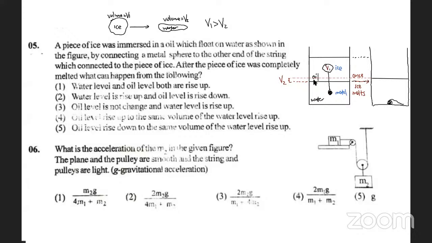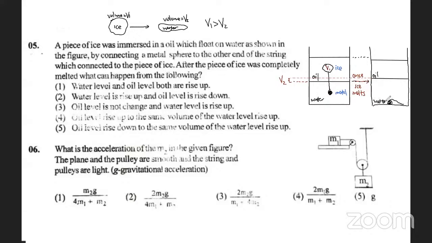And the other thing, V2 volume has increased. So V1 is larger than V2. Therefore, the increment is less than the decrease. Therefore, the new level of oil will be here. Okay. Did you understand what I just said? This is how the new level is going to be. This is oil. This is water.